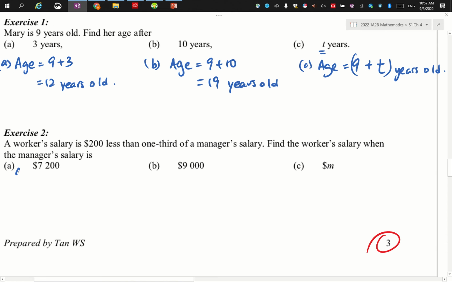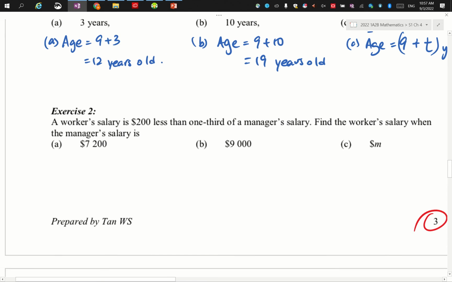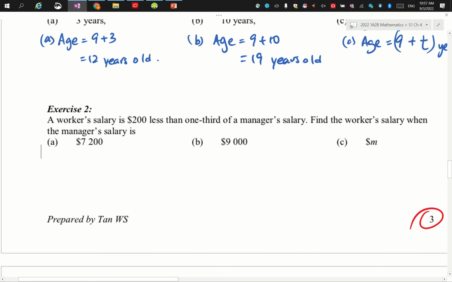So we are going to do a translation, not from English to Chinese or to Malay. We're going to translate from English to mathematics. What does it look like? What do we want to find? Find worker's salary, right? So worker's salary equals to, okay, please write this down first.